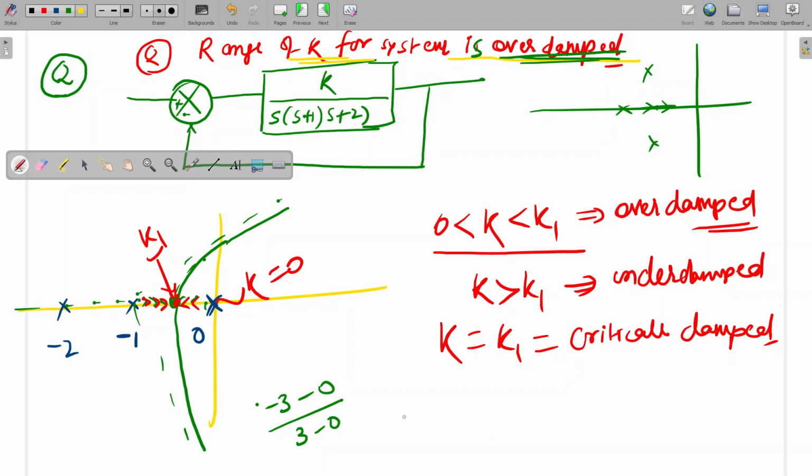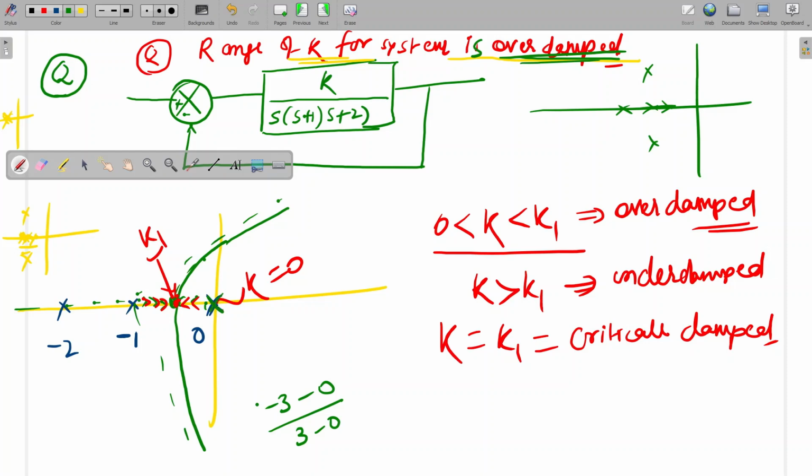See, if our poles are on the real axis, at different places, in that case, the system will be overdamped. This concept you know already. If the poles are imaginary, then it will be underdamped. And if both poles are at the same place on the real axis, then it will be critically damped.